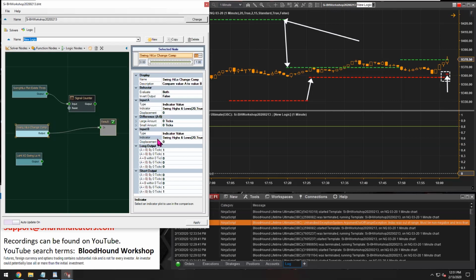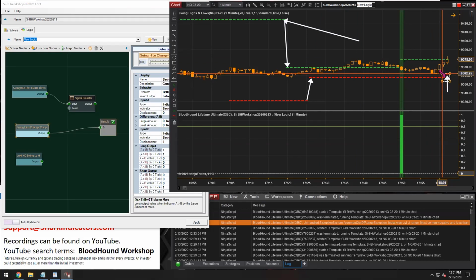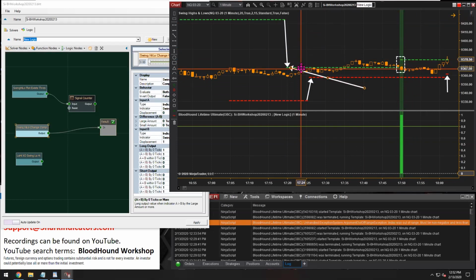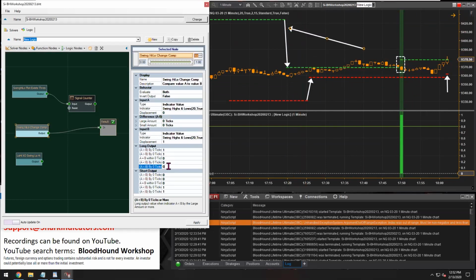And so what we need to do is one of these needs to have a displacement. So input A or input B needs to have a displacement, and I'll just pick input B here. And look, here we go. So we've already identified, if I can grab this, come on, there we go. So we've identified when the swing low steps up, but we haven't identified if the swing high steps down. So we're going to do this. There.